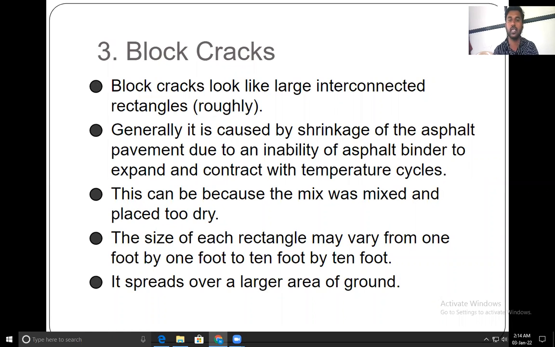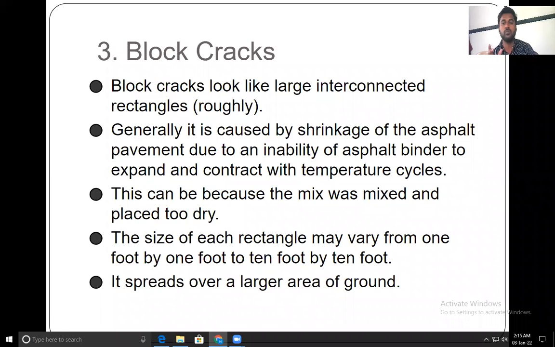Block cracks look like large interconnected rectangles, roughly. It is not like an exact rectangle or block; roughly it looks like that. Generally it is caused by the shrinkage of the asphalt pavement and the inability of the asphalt binder to expand or contract with the temperature cycle. Due to temperature changes, contraction and elongation, expansion and contraction will be there. Suppose this proper shrinkage is not there in the asphalt layer, that is the reason the block cracks will develop.